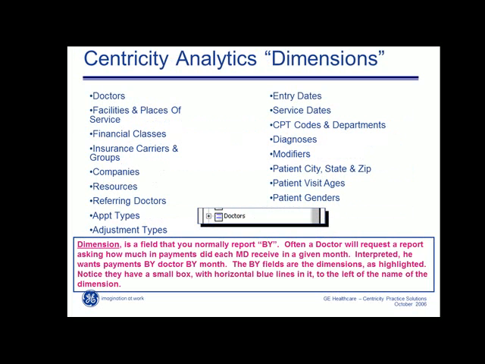Okay, so the nuts and bolts of analytics comes down to two items, dimensions and measures. Dimensions in Centricity Analytics are fields that you normally report on in reports as a method of 'by'. So for example, the doctor wants payments by doctor, by month, by year, by who paid, etc. You will notice that dimensions are highlighted in Excel as a small box with a horizontal blue line on it, and you'll see that in the field table on the demonstration.